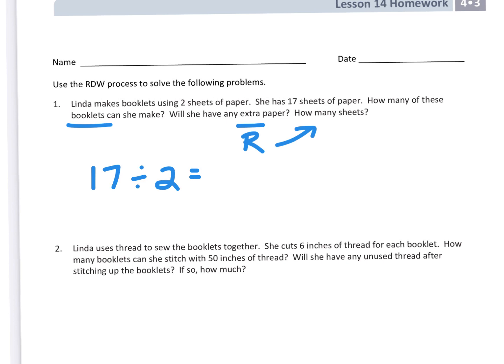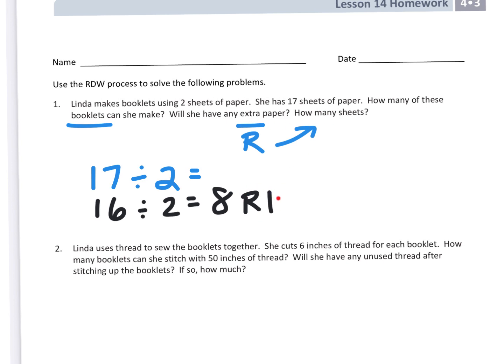2 does not go into 17 exactly because 17 is an odd number, but 2 does go into 16 exactly, and it goes into 16 8 whole times. So I know there's enough paper for Linda to make 8 booklets. Is there any remainder? Well, if she had 17 papers and she only used 16, she's going to have 1 paper left over, and that extra paper is the remainder.